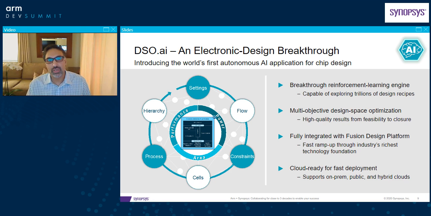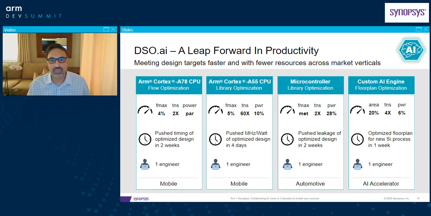So next, let me share with you a few results from customer designs that have leveraged DSO-AI to achieve their goals. So I'm showing you 4 results. You see 2 for ARM cores. One is an A78 and an A55, and a microcontroller and an AI engine.